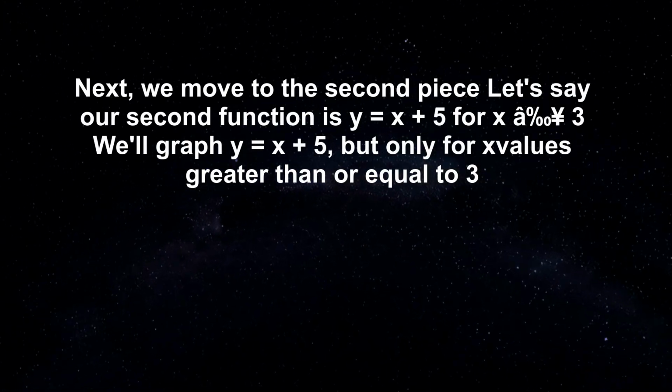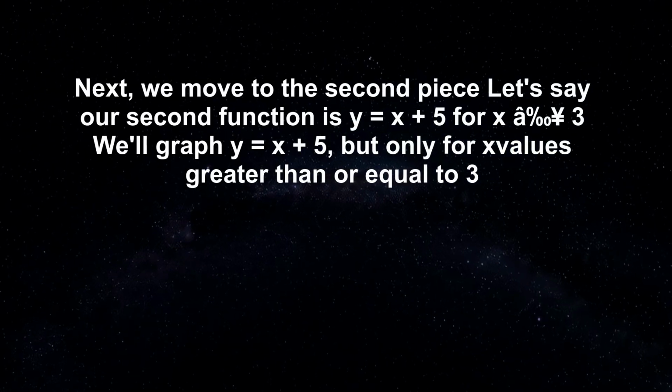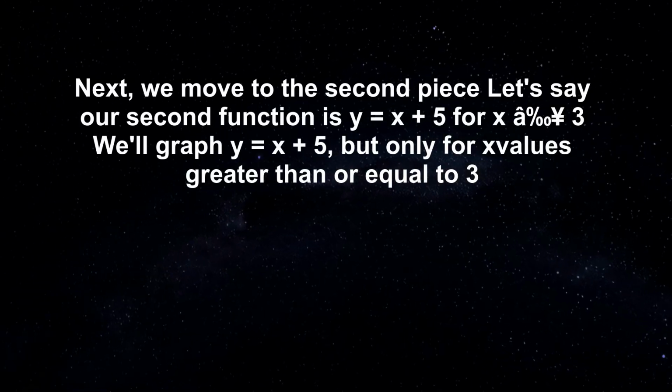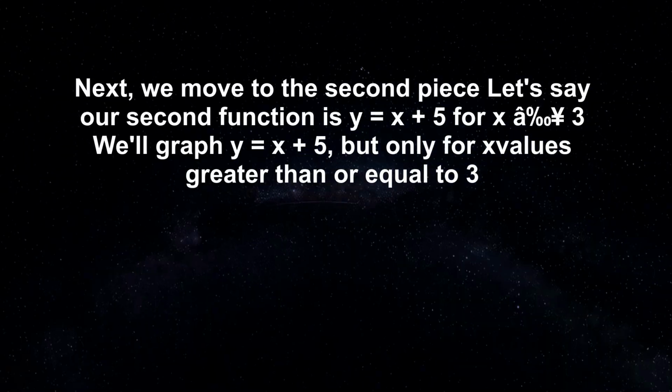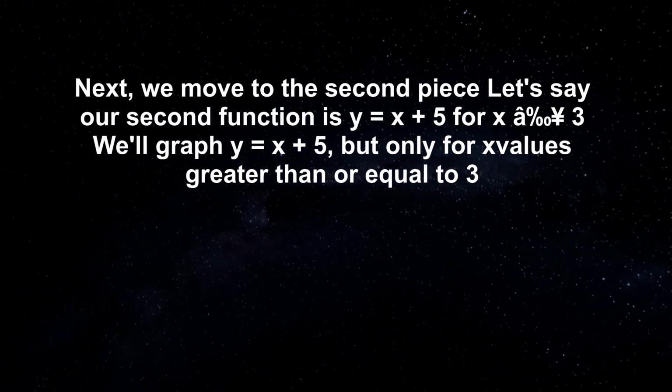Next, we move to the second piece. Let's say our second function is y equals x plus 5 for x ≥ 3. We'll graph y equals x plus 5, but only for x values greater than or equal to 3.